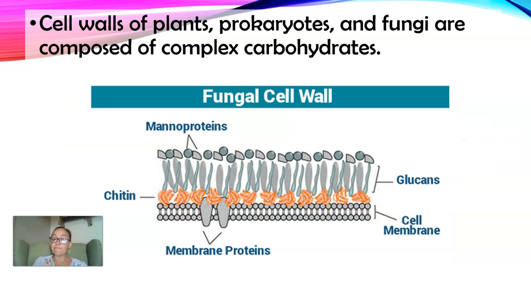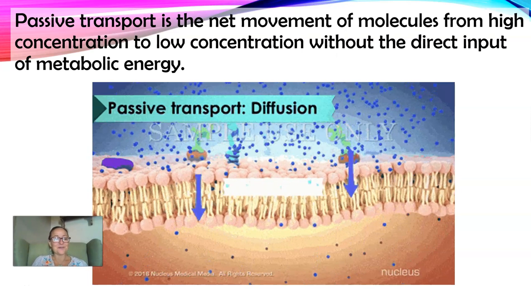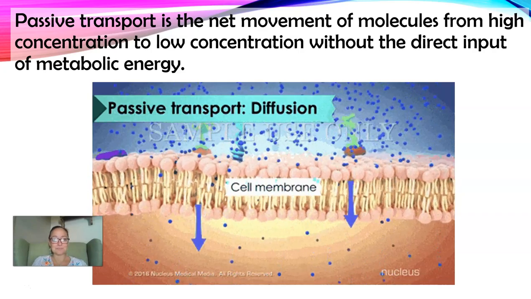And the cell wall of fungi are made of chitin. So this chitin right here is the cell wall of fungus. And it is also the same polysaccharide you find in the exoskeletons of lobsters and crabs and roly-polies. Okay, so on to passive transport.